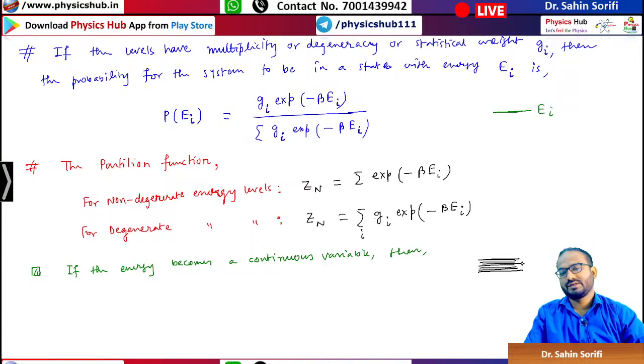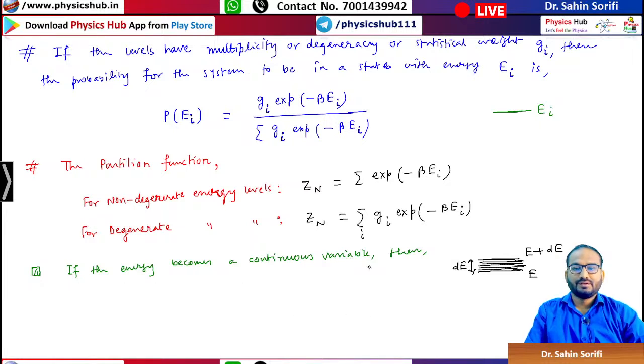A continuous range of energy, let us say between E and E plus dE. So this spread is, let us say, dE. In that case we will write the probability for the state with energy between E and E plus dE. This is the more generalized case. If it is non-degenerate, then Gi becomes 1 for each state.